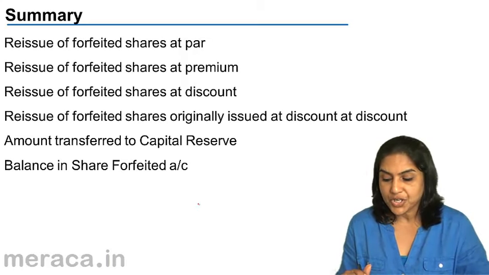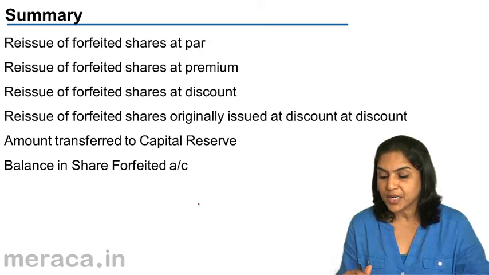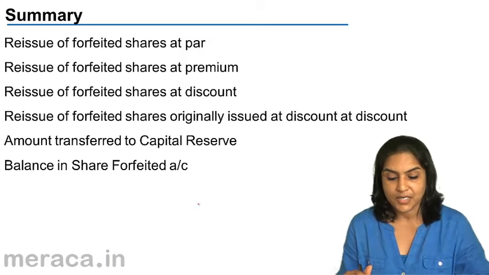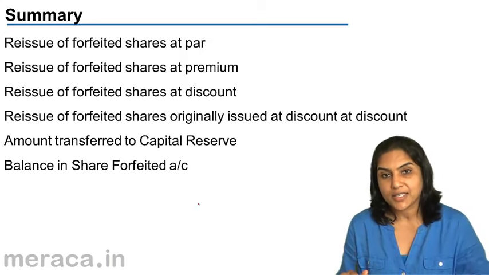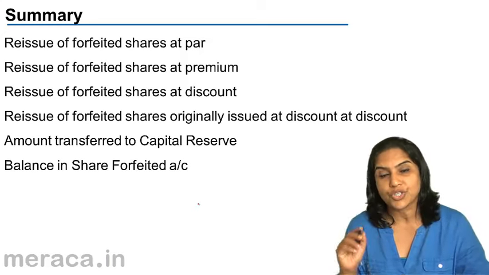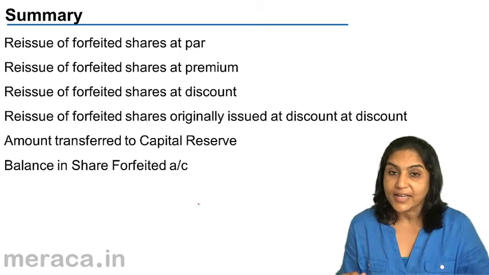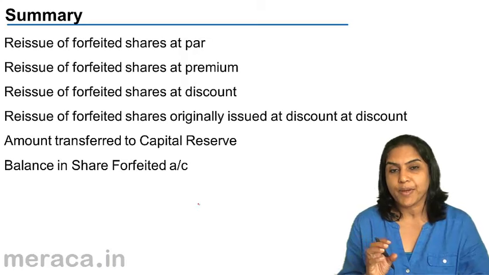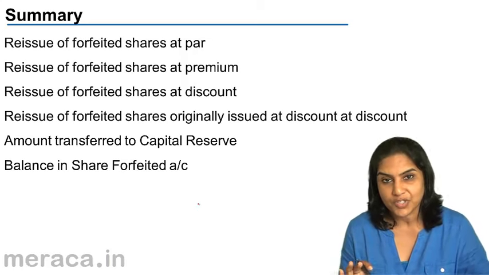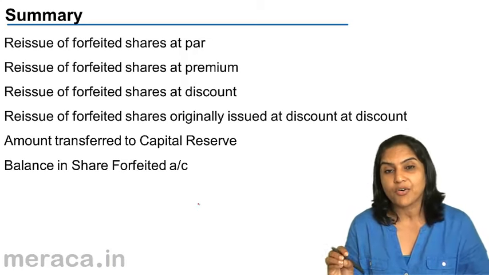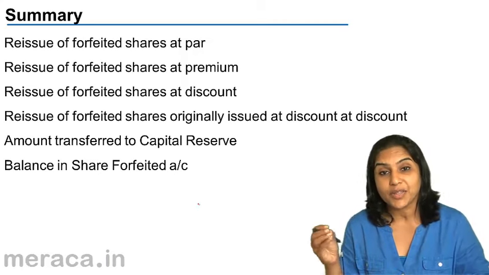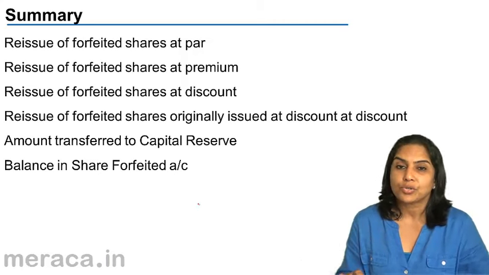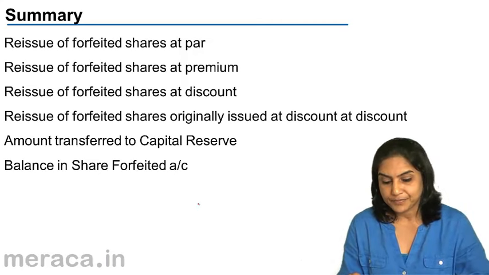Reissue of forfeited shares originally issued at a discount. That means if we reissue forfeited shares at a discount, but these shares were also originally issued at a discount, in that case we write back the original discount. So, the entry becomes bank account debit with the amount we receive on reissue, discount account debit with the original discount, shares forfeited account debit with the balance discount to share capital.